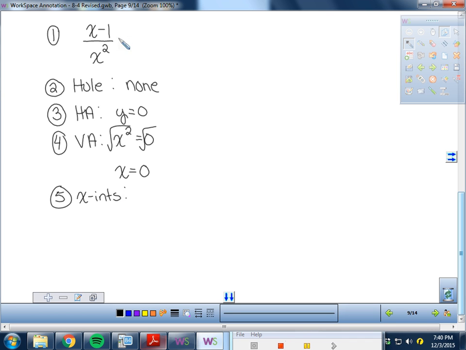I set my numerator factor equal to 0. This time I just have x minus 1, so I would have to add 1. So x equals 1. So I have a 0 or an x-intercept at 1. So this time I have 3 things to graph. I have a horizontal asymptote at y equals 0, a vertical asymptote at x equals 0, and an x-intercept at 1.